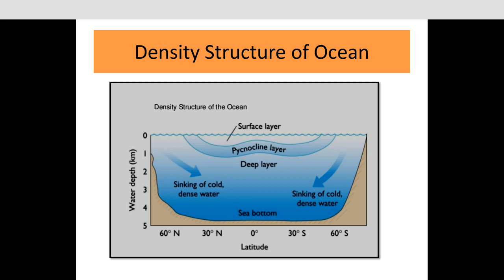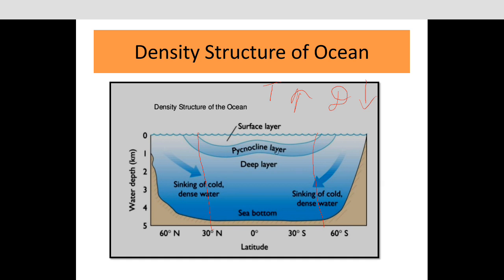Here we can see the density structure of the ocean. This is the surface layer. Here density is less in the tropical and equatorial region. We can see the density is less because if the temperature is high, density is less. That's why, here, temperature is high in the tropics and the equatorial region, so the density is low.